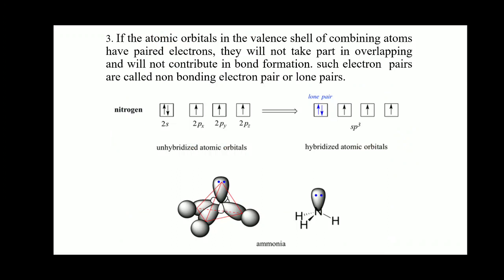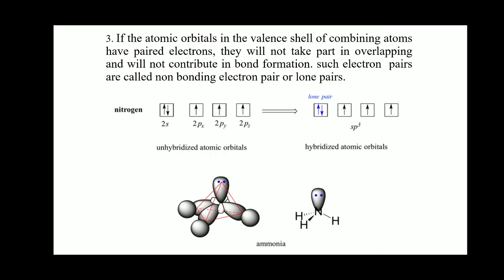To form an NH3 molecule, nitrogen requires three unpaired electrons, so that these three unpaired electrons are shared with the electrons present in the 1s orbitals of the three hydrogen atoms. When they share their electrons with the 1s orbitals of hydrogen atoms, they form the NH3 molecule. But the electron pair present in 2s orbital, which have opposite spins, will remain as such because they will not participate in bond formation. To form an ammonia molecule, we require only three unpaired electrons.